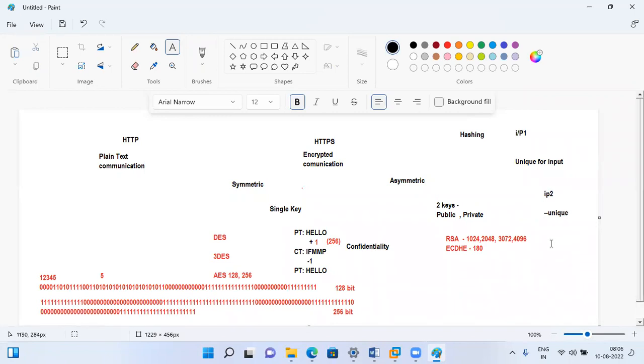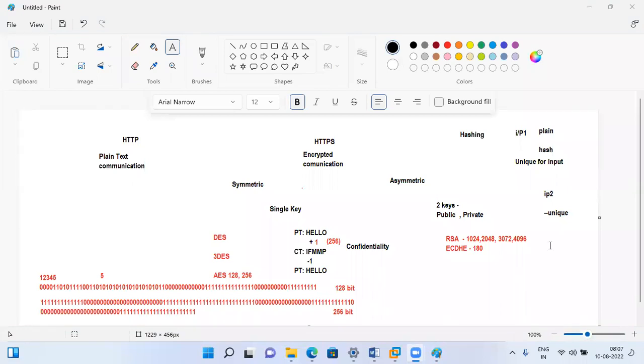To ensure the data is not corrupted in between the communication channel, we depend on hashing values, and it is not reversible. So we cannot extract the input or the plain text from the hash. Plain text is there, you are trying to convert it to hash. You can do that by running the algorithm, but from hash we cannot extract the plain text. Okay. Whereas in encryption, from encrypted text we will be able to get the plain text by doing the decryption process. Clear?